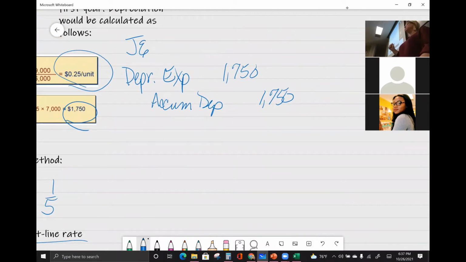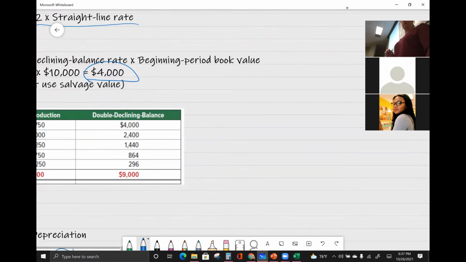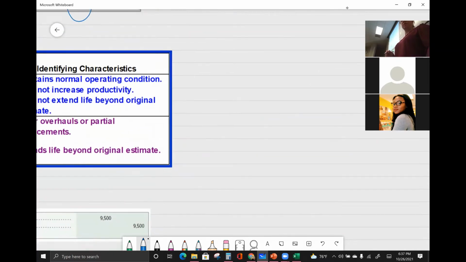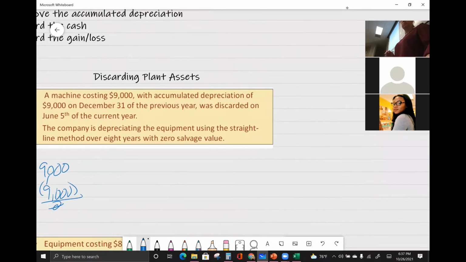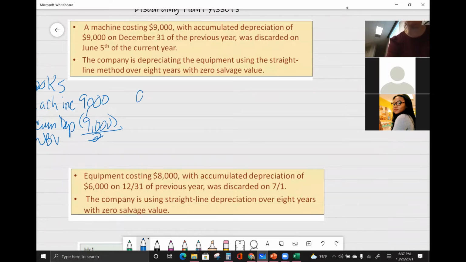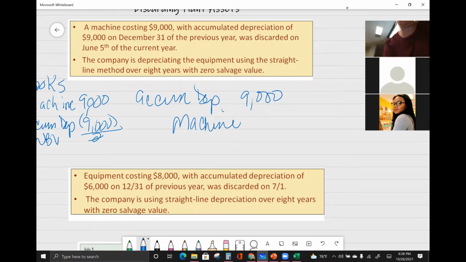What are we doing here for accumulated depreciation? Credit or debit? Credit. So it's sitting on my books as a credit. So I have to debit accumulated depreciation for the amount that's sitting in there, which they told me is 9,000. So I have accumulated depreciation, 9,000. And then I have to get rid of my asset. So I have to credit. Now there's nothing left. I've wiped it out.